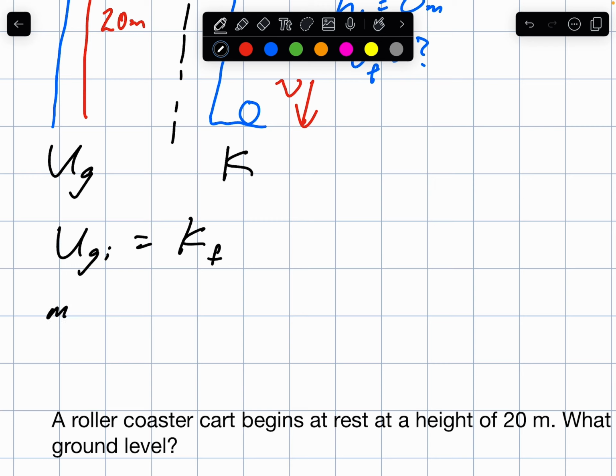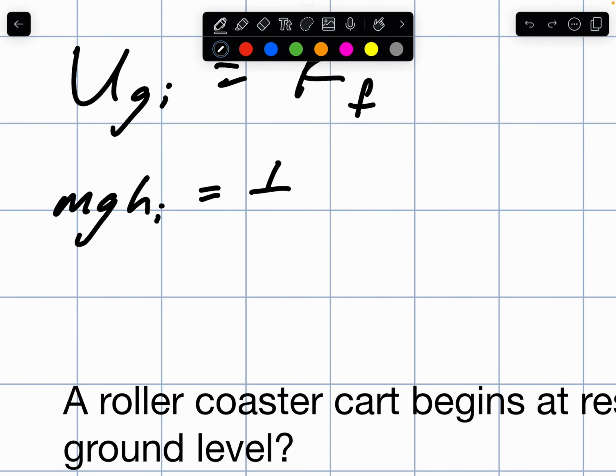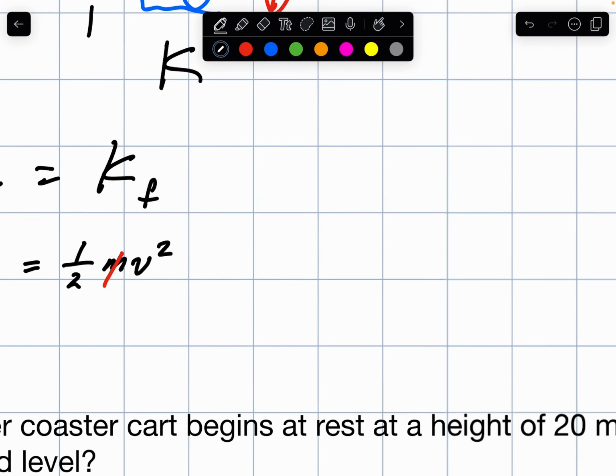UGI is mgh, the initial height, equals 1/2 mv squared. All right, so that's the equation that I can use now to solve for the final velocity. When I solve this, by the way, notice the m's just cancel out, and so I'm left with gh equals 1/2 v squared.